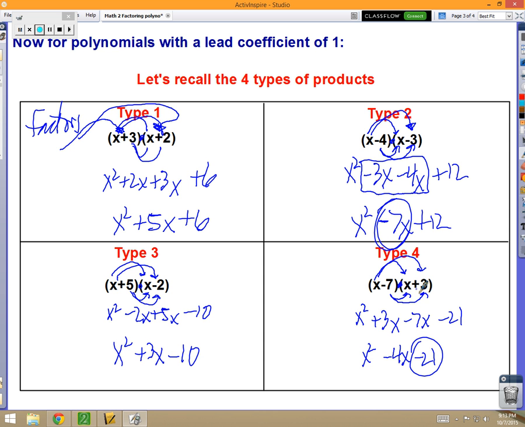And your type 4, if your middle is negative, that means your bigger number was negative, so your last is also going to be negative because a positive times negative is a negative. Okay, so let's look at some of these.